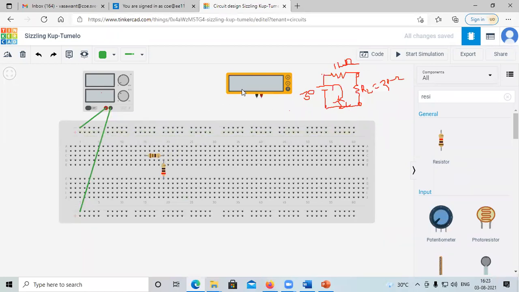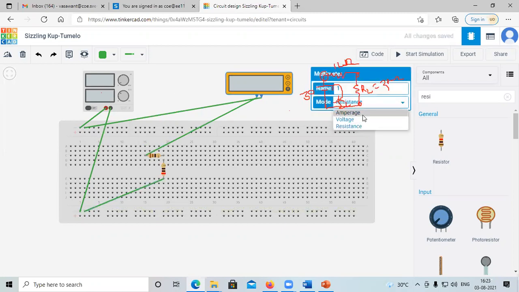I will connect one ammeter here, in series between the power supply and the resistance, which will show us the current. The positive terminal of the power supply is connected to the positive terminal of the ammeter, then the negative terminal of the ammeter is connected to one terminal of the resistance, and the other resistance terminal is connected to the negative of the supply.